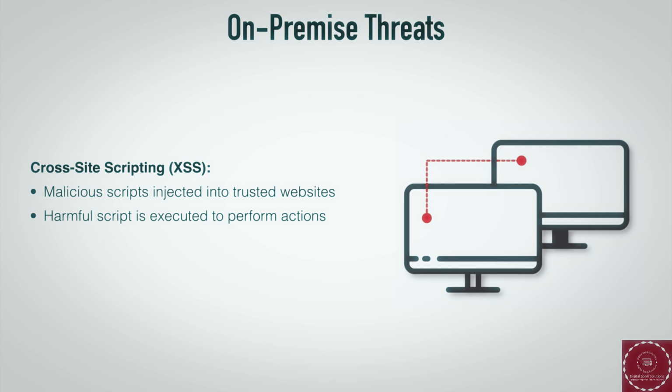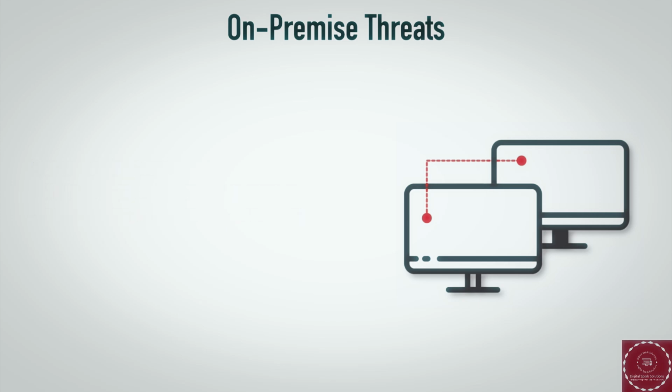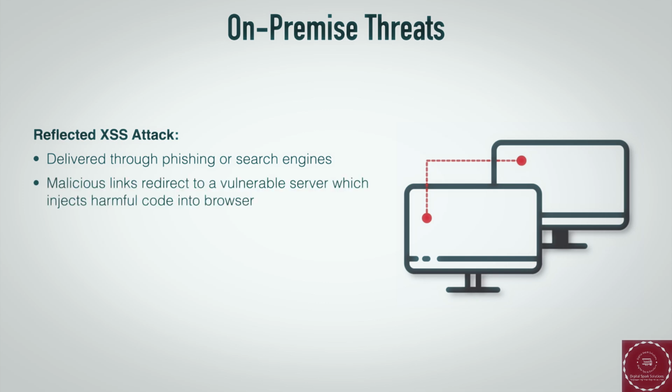We see cross-site scripting attacks as either reflected or persistent attacks. Reflected XSS attacks are typically delivered through phishing emails or search engines. The malicious links themselves would direct a user to a vulnerable server that would inject or reflect the malicious code back to the user's browser. This causes the browser to execute the script and send the browser session information to the attacker.